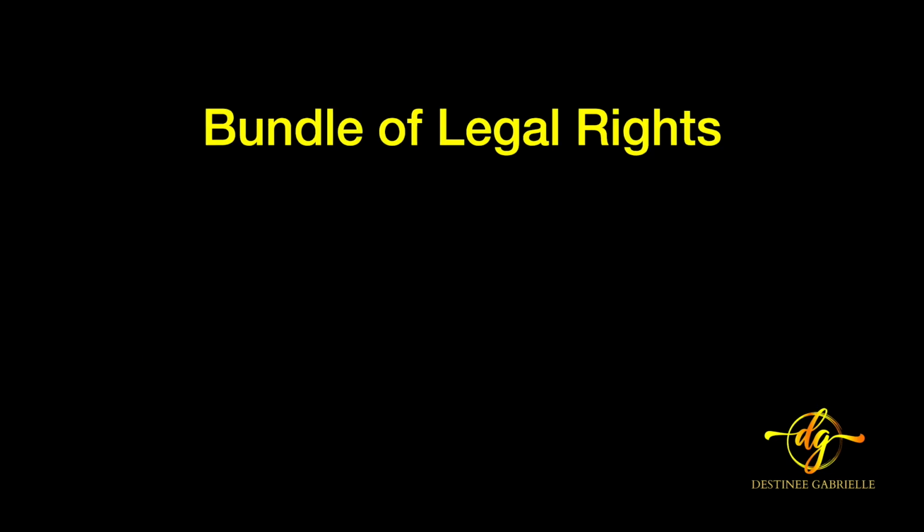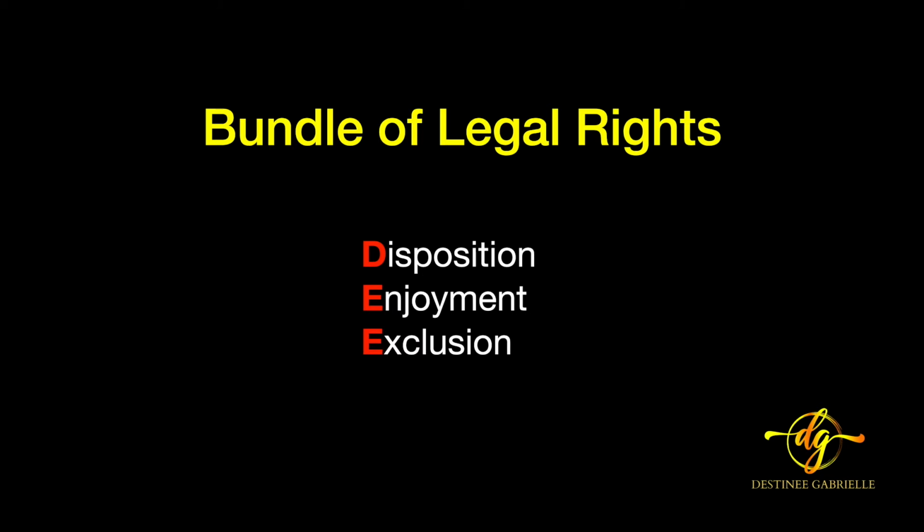The next topic is bundle of legal rights. So this one is going to spell out DEEP C. The D for disposition, E for enjoyment, E for exclusion, P for possession, and C for control. So anytime you have a question about bundle of legal rights, all 5 of these would be what you're looking for.